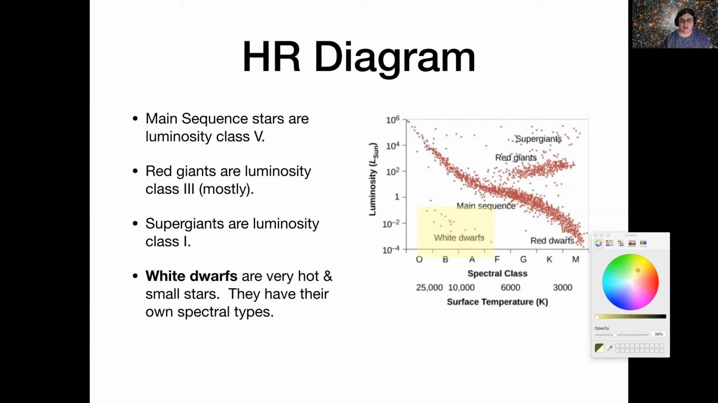Now, they're plotted on this diagram because we can measure their temperatures, but we tend to classify them as their own kind of type because they have different compositions from most of the other stars on this diagram. We're going to talk more about what a white dwarf is when we get to stellar evolution. So the main sequence of stars living their lives, and that includes the red dwarfs. The red giants and the supergiants are stars on their way out, dying stars. White dwarfs are kind of dead stars.